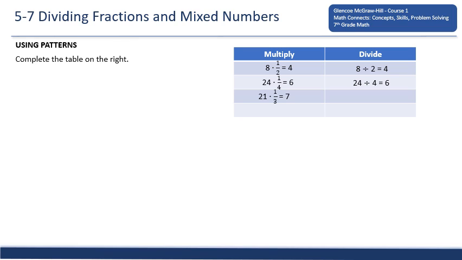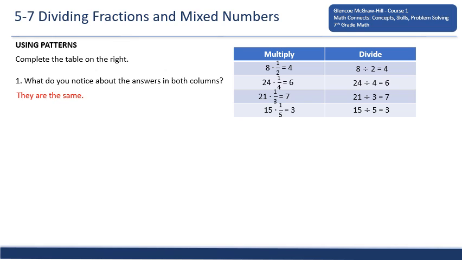If we have 21 times 1/3 equals 7, how could we rewrite that using division? 21 divided by 3 equals 7. And 15 times 1/5 equals 3. We could rewrite that using division: 15 divided by 5 equals 3. What do you notice about the answers in both columns? They are the same. The product on the left equals the quotient on the right.